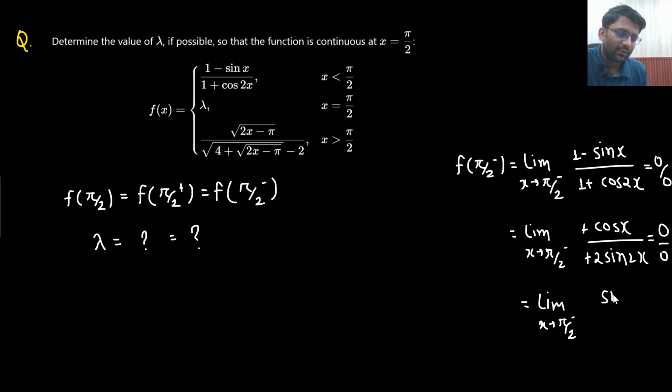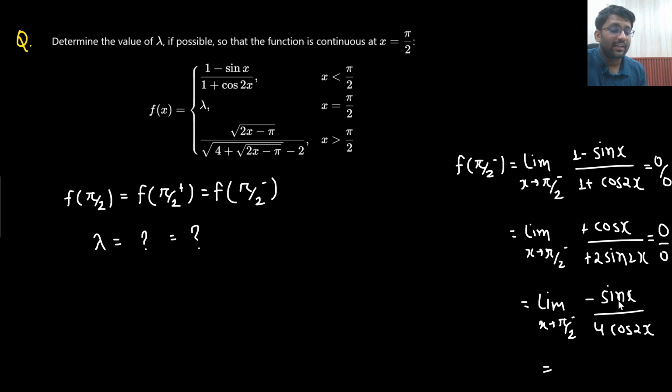So differentiation of cos x will be minus sin x, and here it will become 4 cos 2x. Now if I put pi by 2, this will become 1 and this will become minus 1. So what is the answer I am getting? 1 by 4. Is that clear to you? Okay. Here if you put pi by 2, so sin pi by 2 is 1, and cos pi is minus 1.